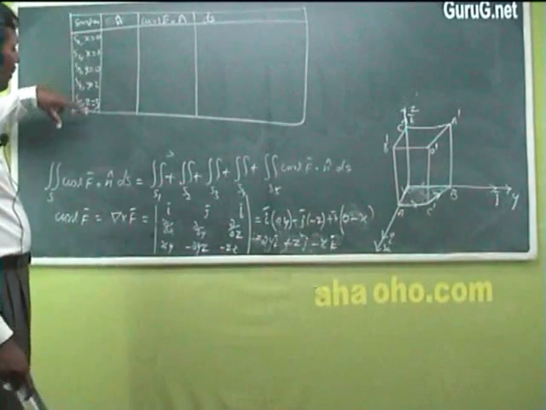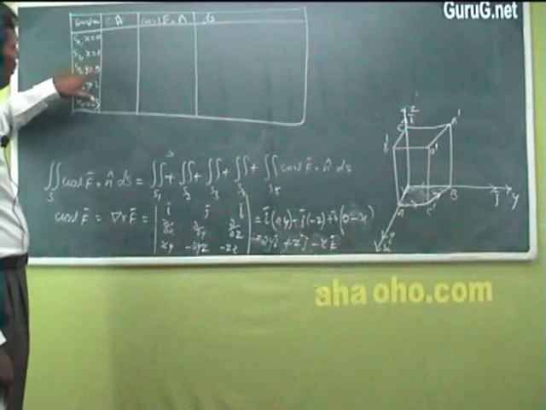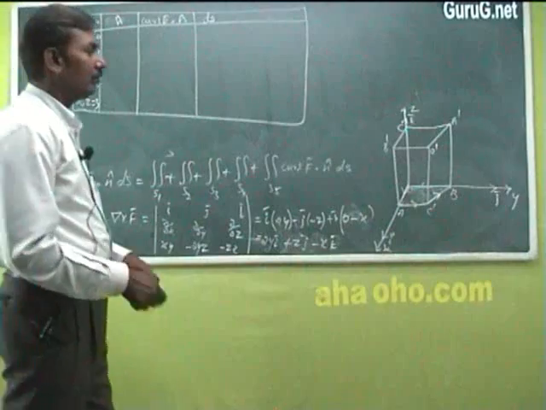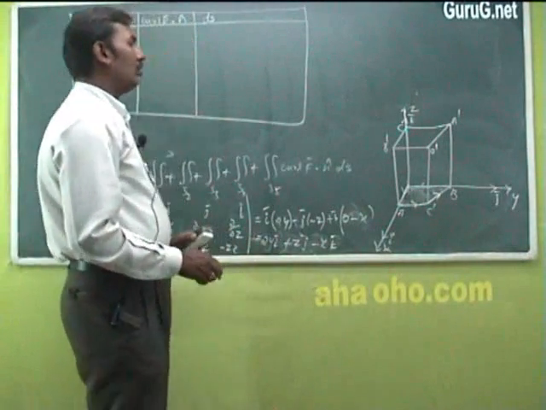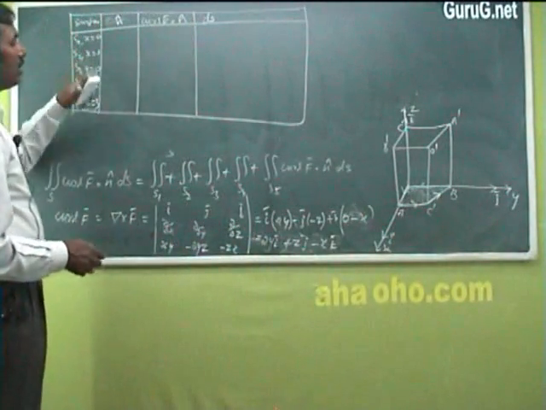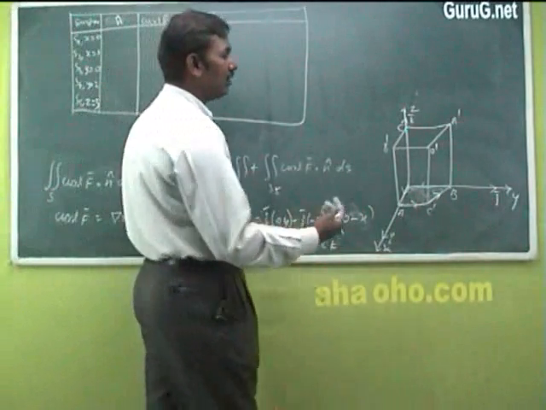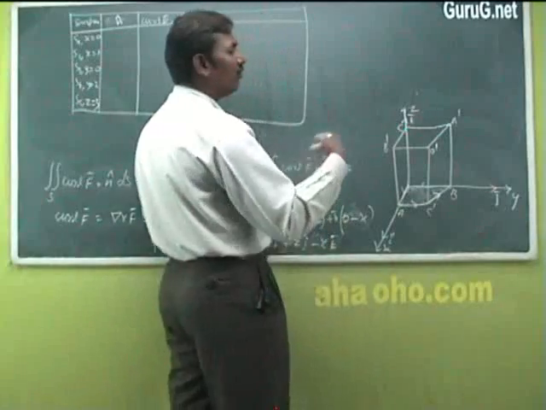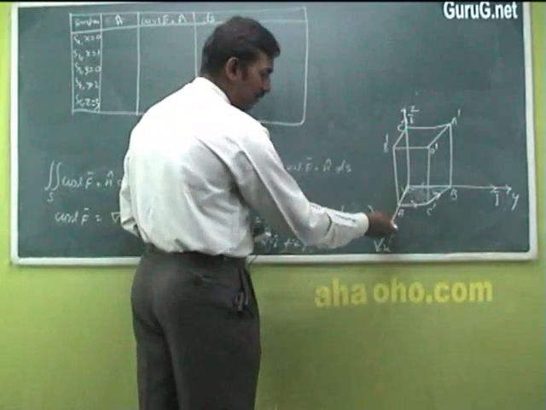So the surfaces, we have 5 surfaces: x equal to 0, x equal to 1, y equal to 0, y equal to 2, and z equal to 3. So x equal to 0 means what? The YZ plane. So this is the YZ plane, x equal to 0. What is the outward normal? So this i vector is done.